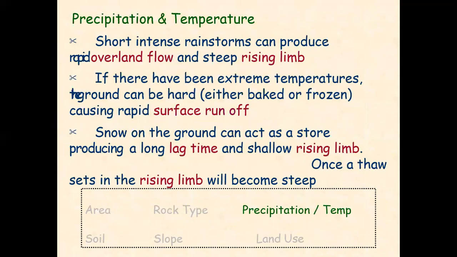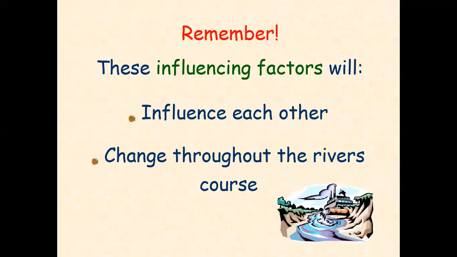Precipitation and temperature: a short, intense rainstorm can produce rapid overland flow and steep rising limbs. If there has been extreme temperature, the ground can be hard, either baked or frozen, causing rapid surface runoff. Snow on the ground can act as a store, producing a long lag time and shallow rising limbs. Once it melts, the rising limb will become steep. Remember, the influencing factors will influence each other, changing through the river course. Thank you.